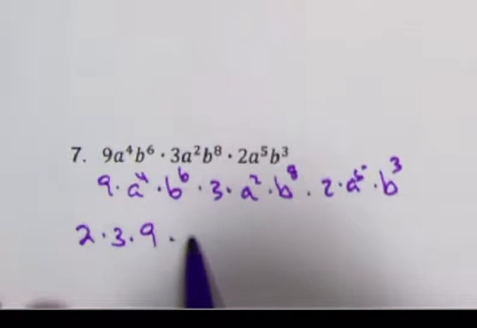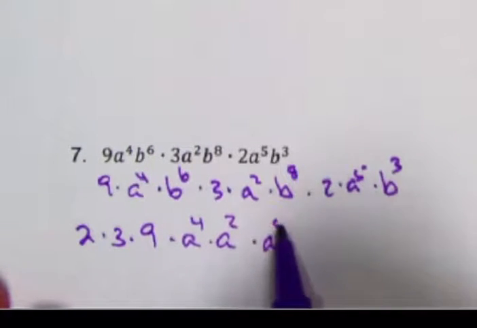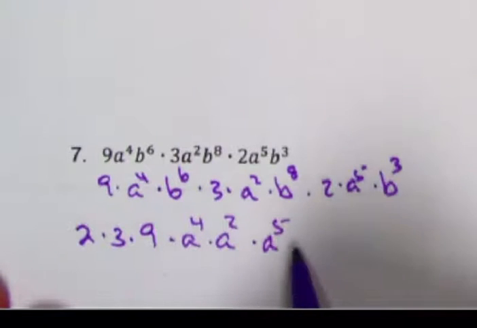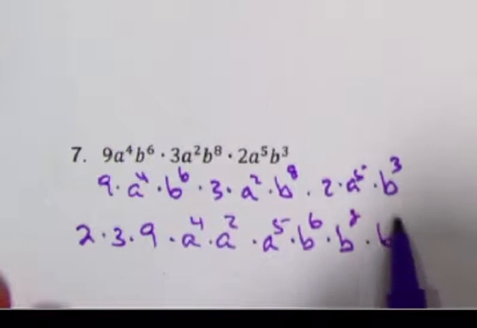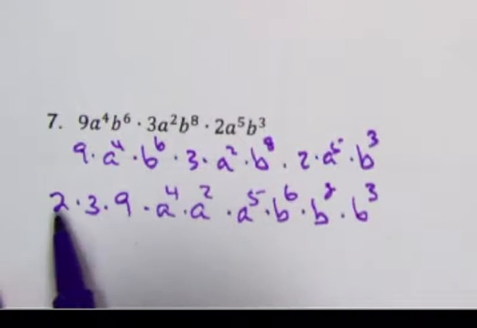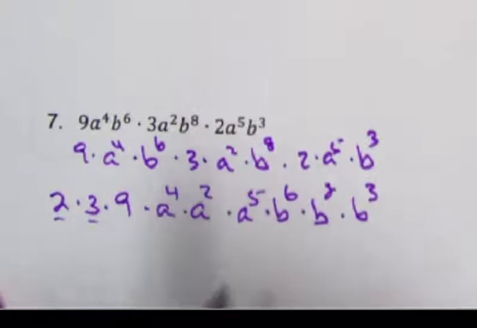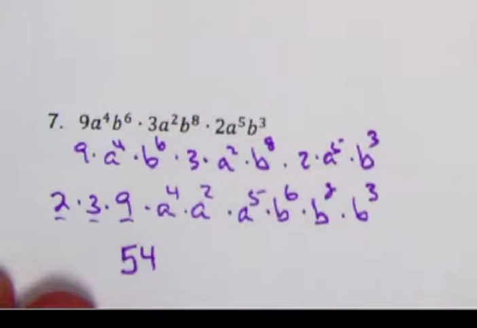And then I have a to the 4th. I'm going to move the other ones and have times a squared times a to the 5th. And then I have b to the 6th times b to the 8th times b to the 3rd. And now I apply my rules. 2 times 3 is 6. 6 times 9 is 54. So I have a coefficient of 54.